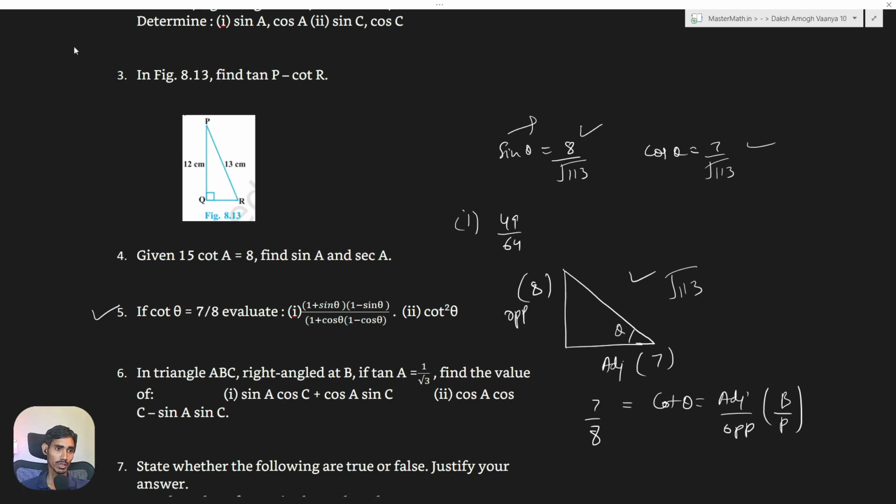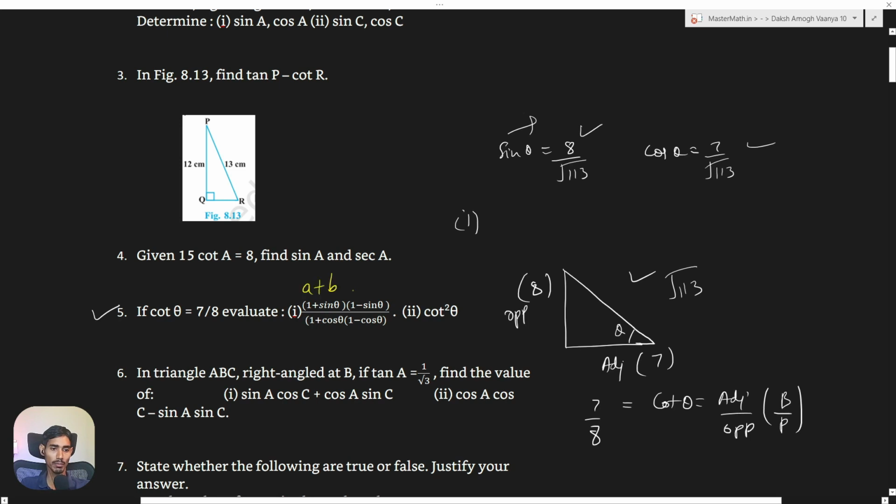And for those who didn't, you could use this 1 plus sine, this thing. This looks like a plus b and a minus b. Right? So, what is this identity, Daksh? A square minus B square. So, we can write 1 square minus sine square theta and 1 square minus cos square theta in the denominator.